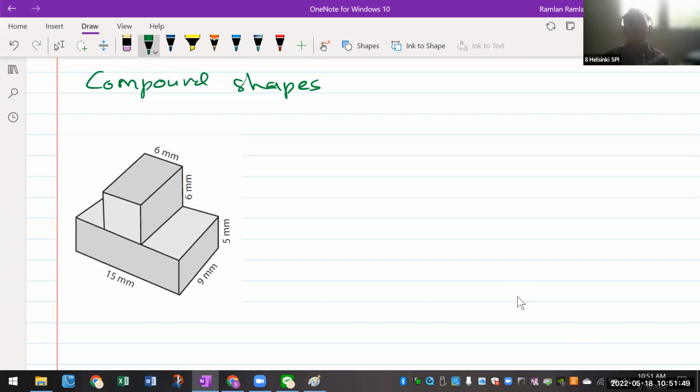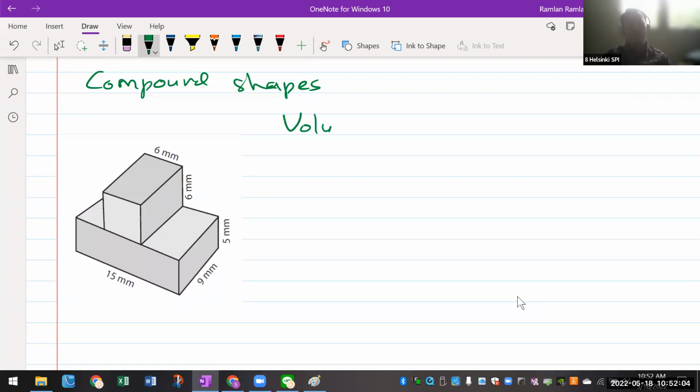Okay, let's make it simple, guys. We're only going to talk about the volume. For the surface area, it's going to be a lot of discussion. Since we don't have much time, we're just going to talk about the volume.